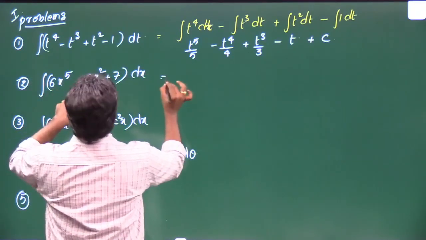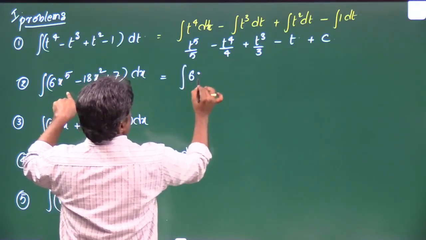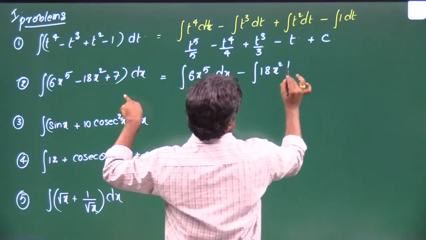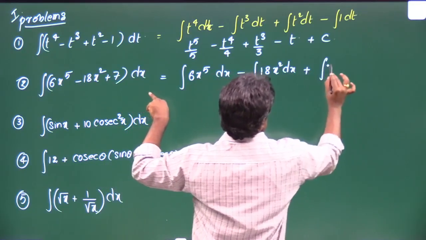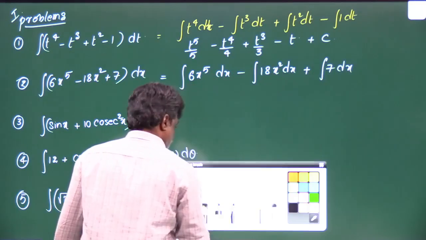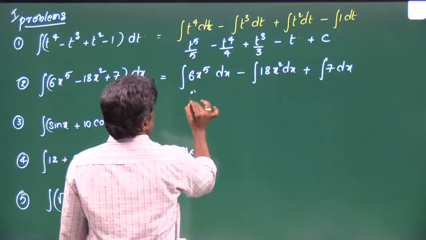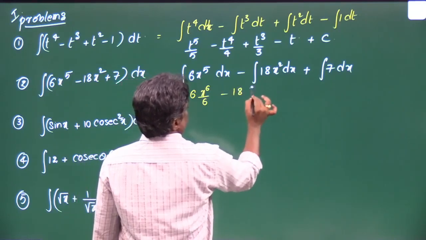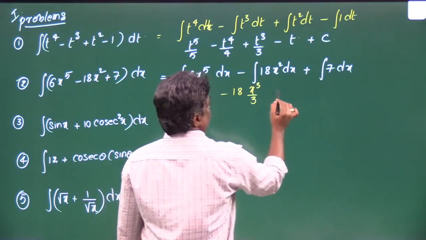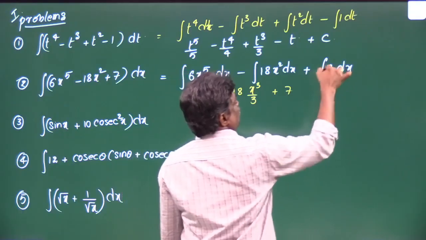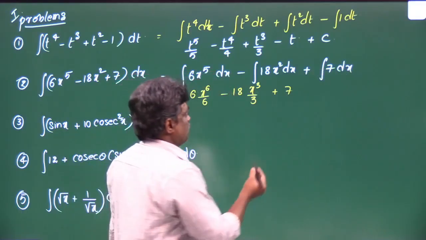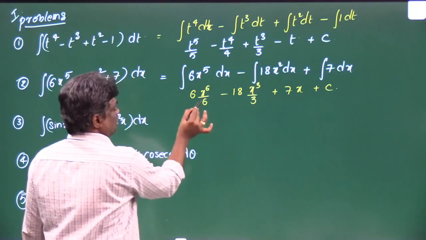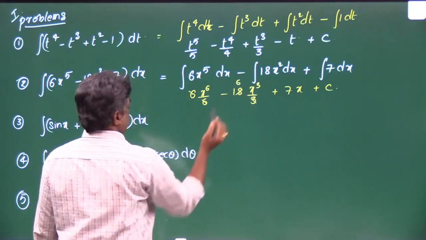And similarly this also you can do, come on, make it fast. Integral 6x power 5 dx, split it, minus 18x square dx plus integral 7 dx. Just do it yourself. This is 6 as usual, x power 6 by 6 minus 18, this is x cube by 3 plus 7 as it is. If nothing is there, that means 1, integral 1 dx, you can take it as x plus constant c. If you want you can cancel this also.